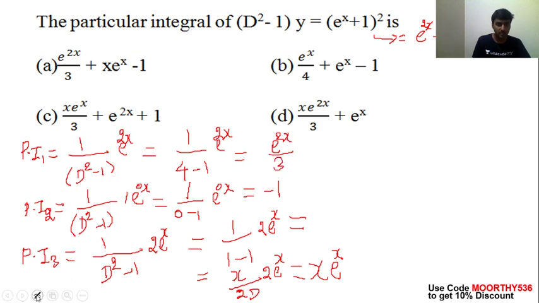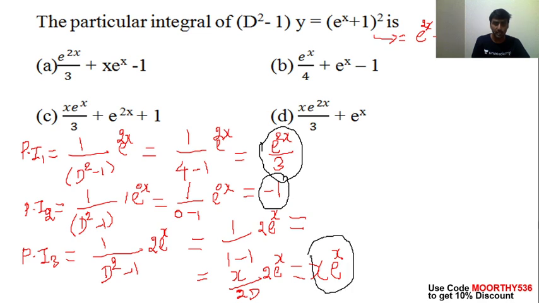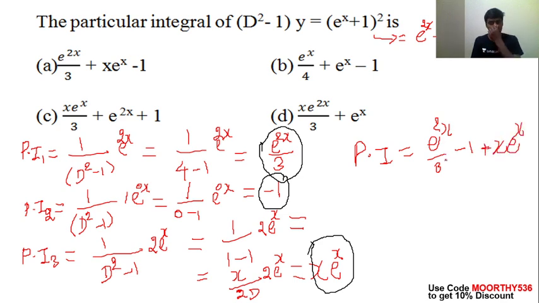So PI1, as per the discussions, is equal to e power 2x divided by 3. Then PI2 is equal to minus 1, and PI3 is equal to x into e power x. Then we add these three values. The particular integral is equal to e power 2x divided by 3 minus 1 plus x into e power x. So we are getting option A, which is the correct answer for the given question.